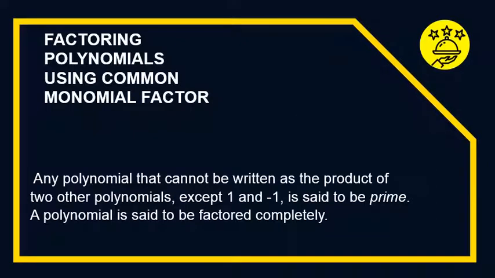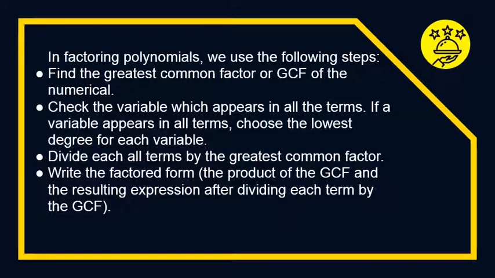Any polynomial that cannot be written as the product of two other polynomials, except 1 and -1, is said to be prime. A polynomial is said to be factored completely when it is written as a product of primes. In factoring a polynomial, we use the following steps. First, find the greatest common factor or GCF of the numerical coefficients. Second, check the variable which appears in all the terms. If a variable appears in all terms, choose the lowest degree of each variable. Third, divide all terms by the greatest common factor. Fourth, write the factored form. It is the product of the greatest common factor and the resulting expression after dividing each term by the GCF.